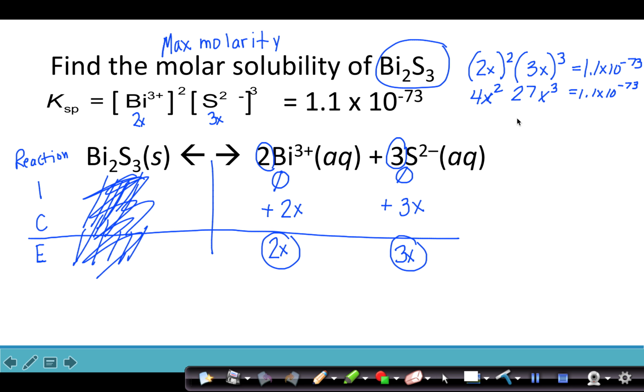When we simplify this, we wind up with an x to the fifth, and 4 times 27, we wind up with 108x to the fifth equals 1.1 times 10 to the negative 73. We're going to divide both sides out by 108, and then take the fifth root. Remember, math function on your calculator. You can do math and you can scroll down and make this be the fifth root of this expression.